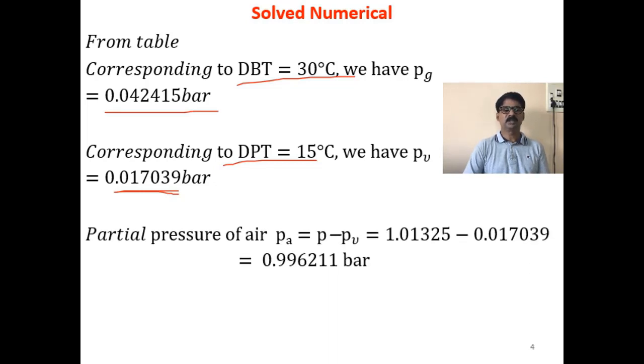Now partial pressure of air, Pa, is nothing but P minus PV. In the previous problem, this formula I didn't use explicitly, but you have to use it and solve this. Pa you can find out using this formula, P minus PV.